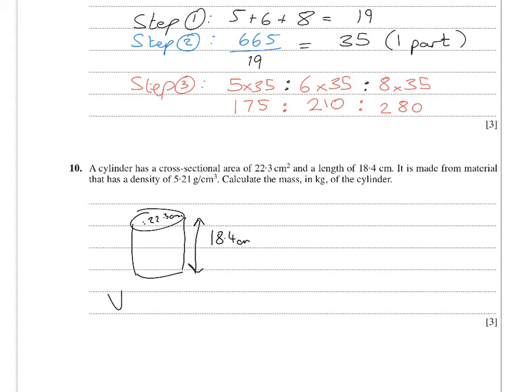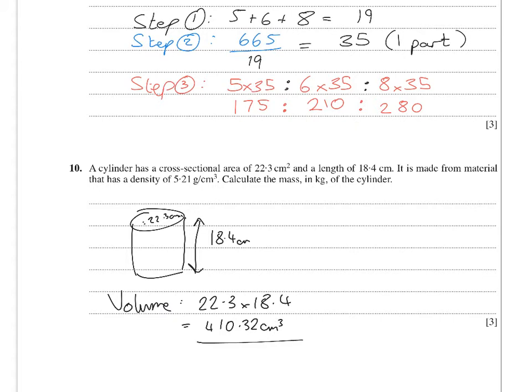So to work out its volume, I would do what it says on the front page, or the second page, which is the formula booklet, and it will say volume equals area of cross-section, so that's 22.3 times by the length, so 18.4. Okay, so that's going into a calculator, so bear with me while I do that. So 22.3 times 18.4. And that is 410.32, and that would now be centimetres cubed for volume.